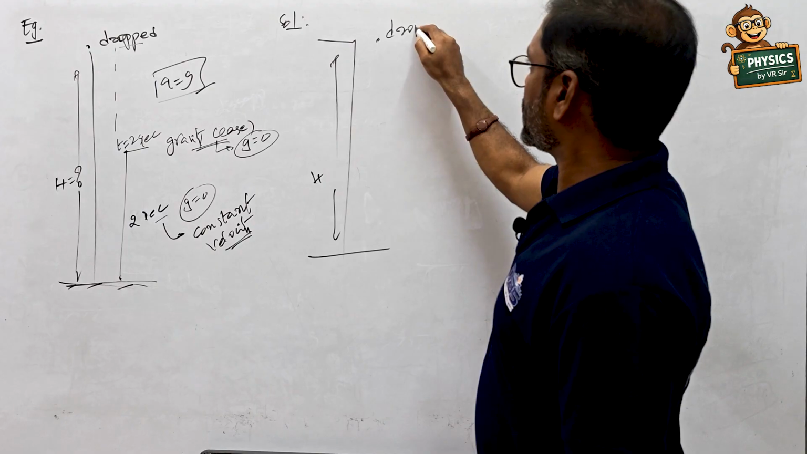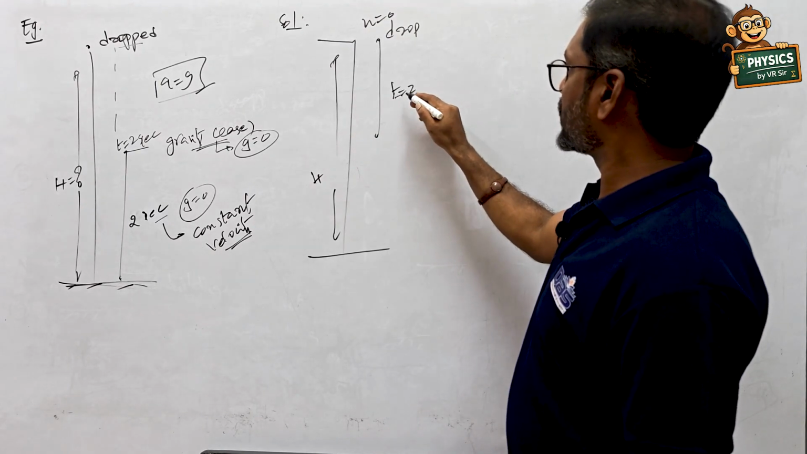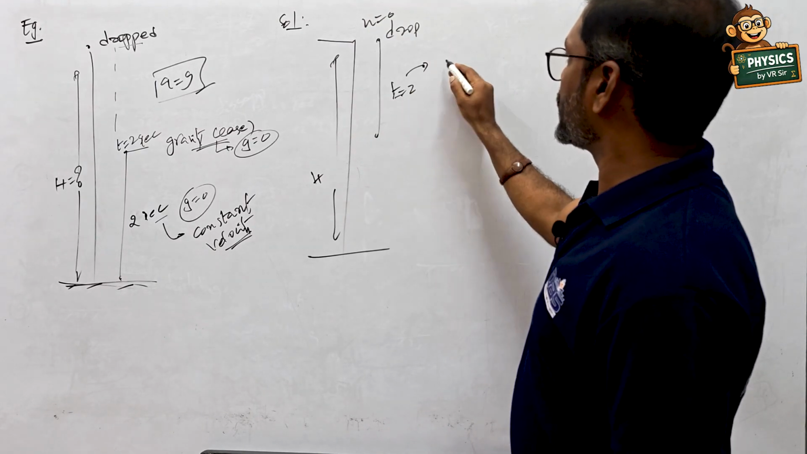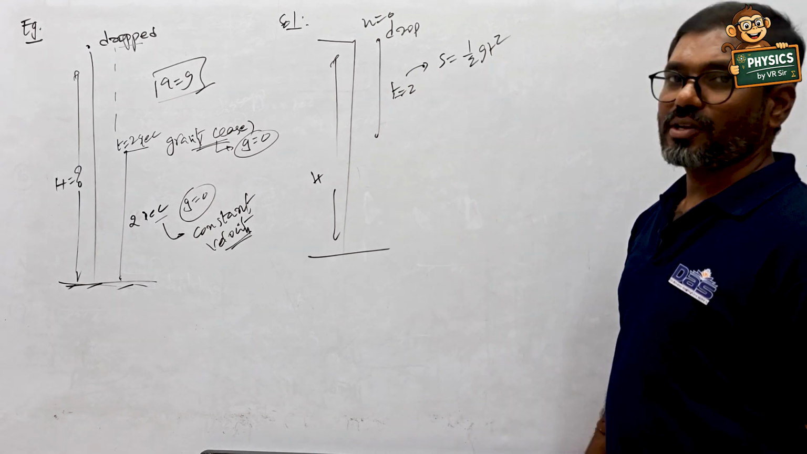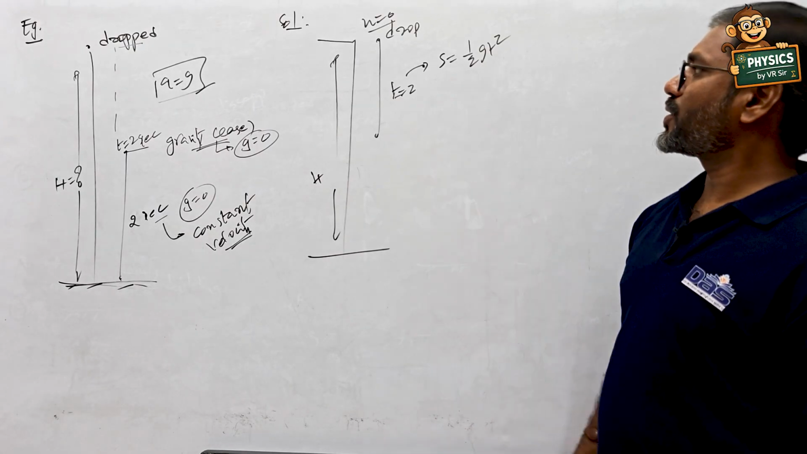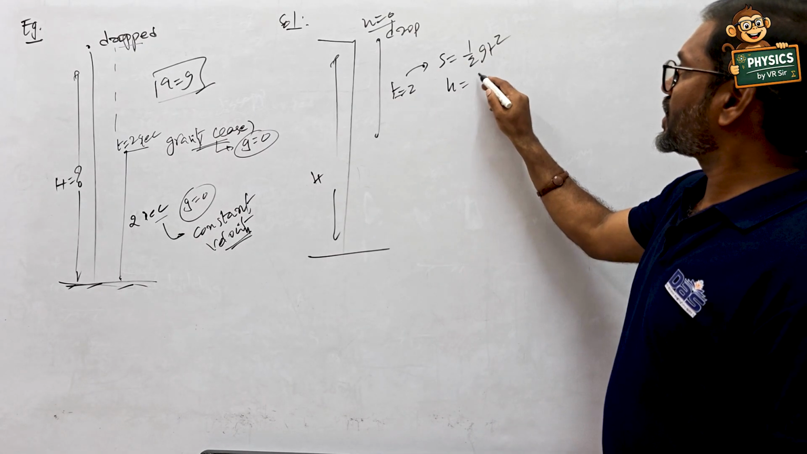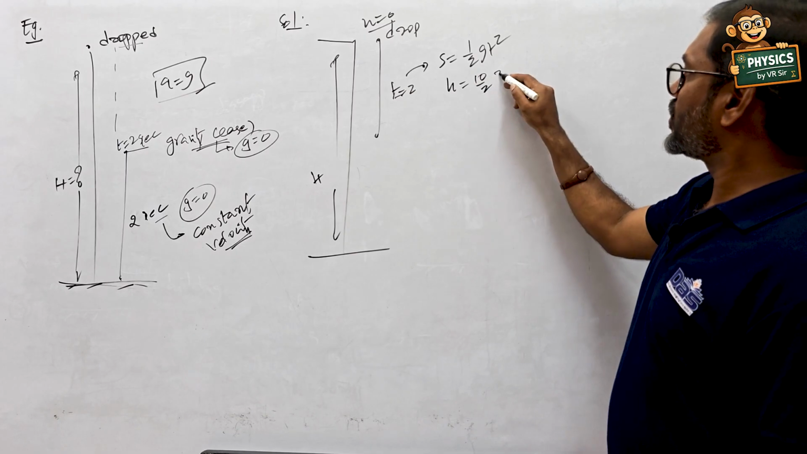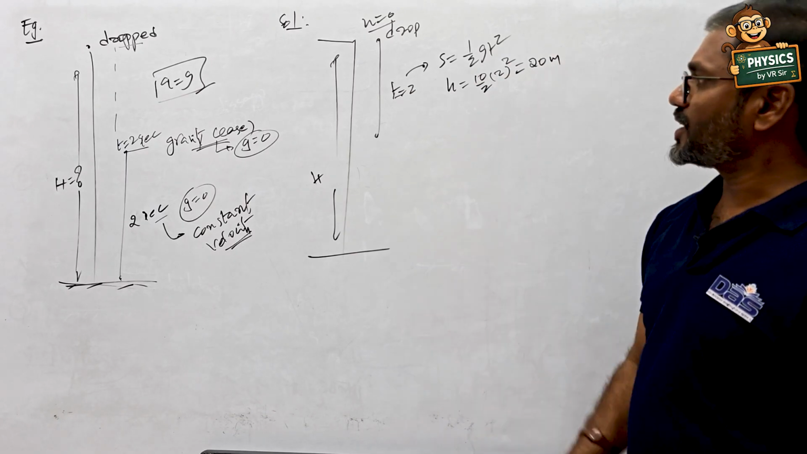Now it is dropped, so u is equal to 0. In 2 seconds, how much depth does it fall? Use s is equal to half g t square, because the initial velocity is 0. Otherwise we should use s is equal to ut plus half a t square. Now how much depth does it fall? h is equal to 10 by 2 into 2 square. So it is nothing but 20 meters it has fallen in 2 seconds.